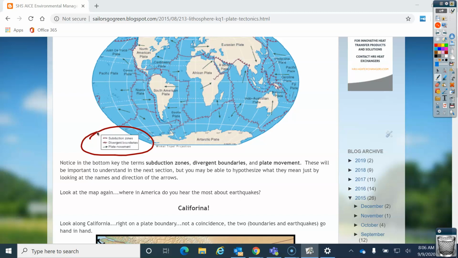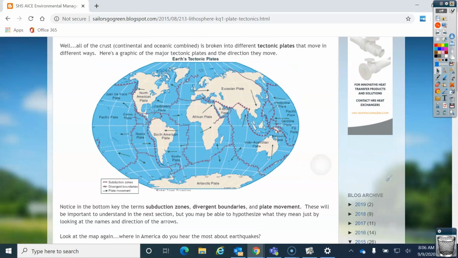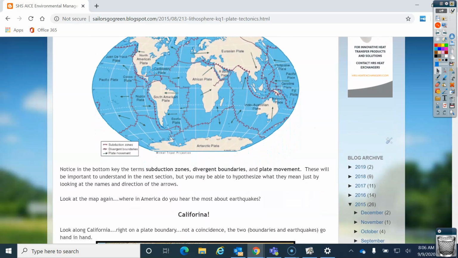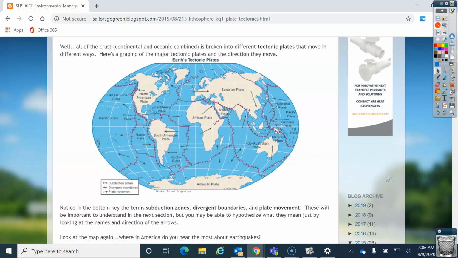All right. Where in America, if we look at that map, do we hear most about earthquakes? In California. I want you to look at that map real quick on the plate boundary. We've got this little plate right here, the Juan de Fuca plate, and it's really small, but we've also got the giant North American plate. It goes all the way there. And we've got this huge Pacific plate, so two big plates, and we've got directional movement going on there. And that directional movement actually lends itself to the reason why California has all those earthquakes.